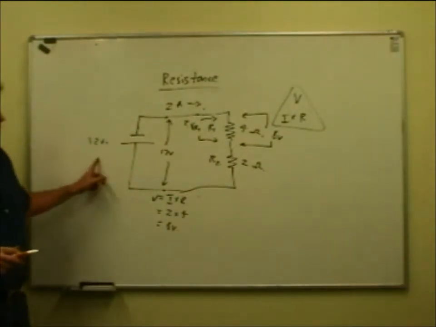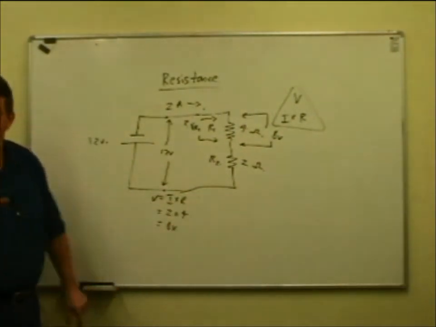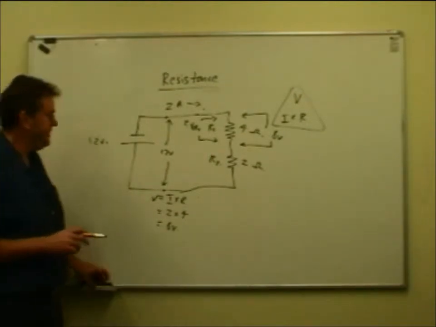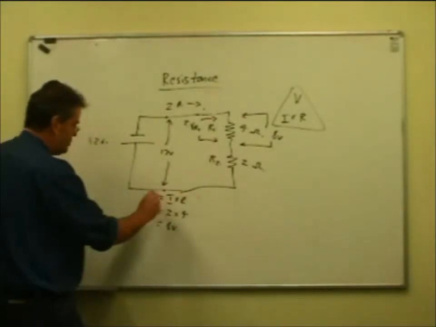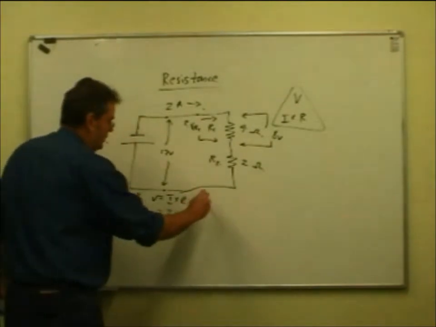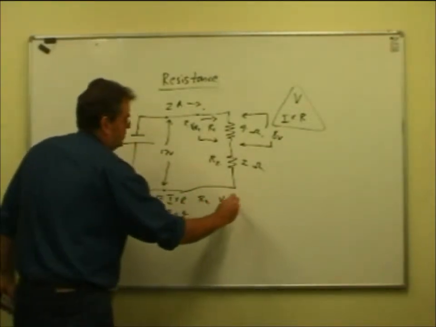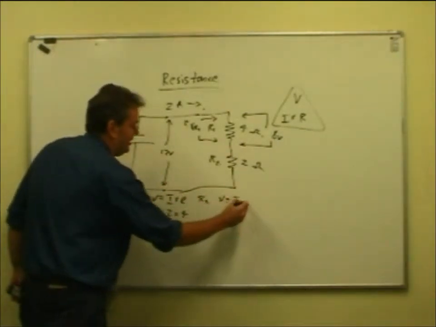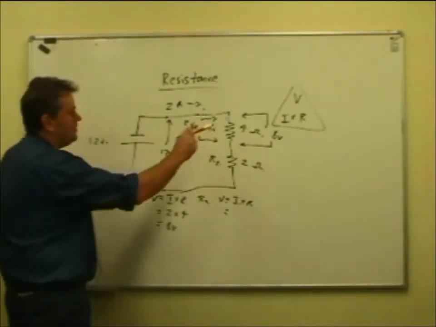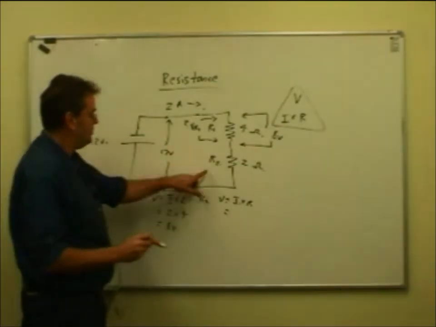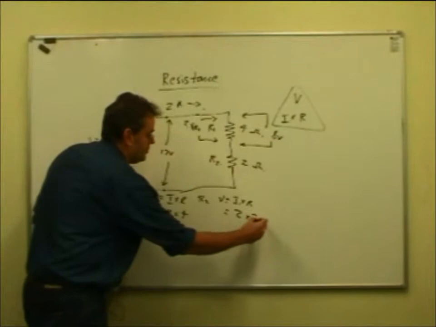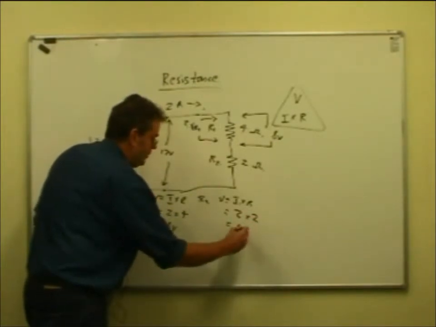Right. Now, why don't we work out what the voltage is across this one? There are two ways we can work this one out. I'll show you the hard way first. So that was the voltage across R1. Now for R2, V is equal to I times R, from that triangle, which is 2 amps times 2 ohms equals 4 volts.